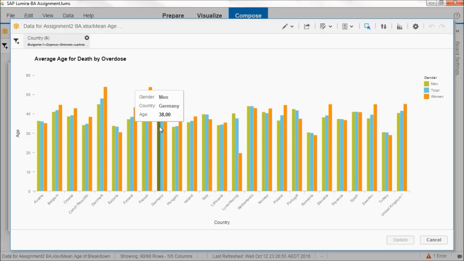Thus, in this case, the cultural aspects of each country are more relevant than the difference between the two genders. The country with the lowest total average age of death is Romania, with 30.1 years, and the country with the highest age is Denmark, with 48 years.